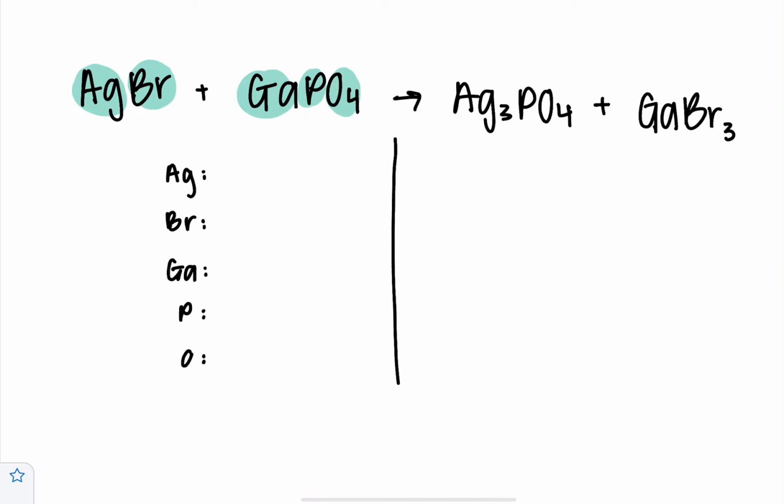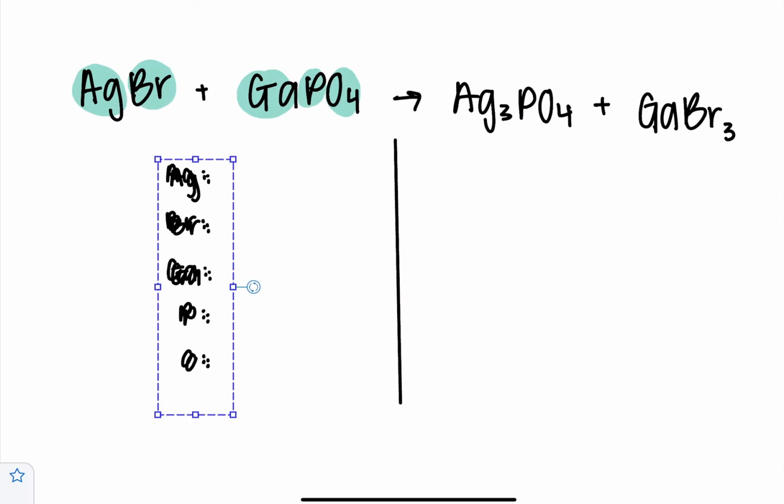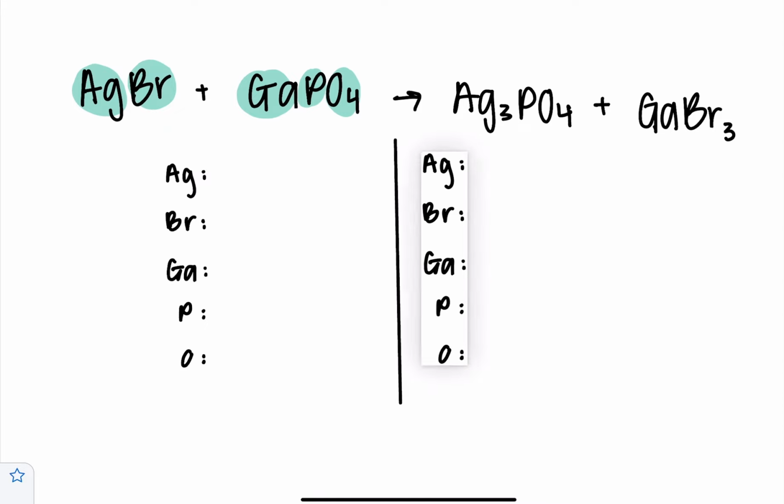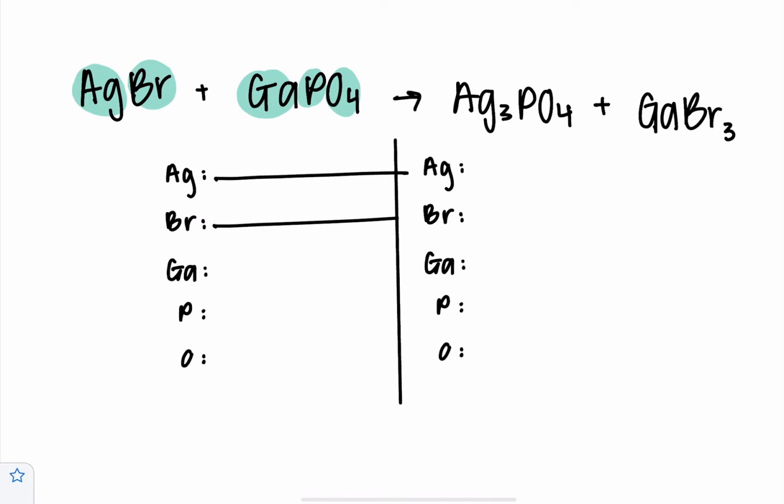And I'm going to put this imaginary line here. I just do this for organization. You don't have to do this. And then I'm going to have the same list on the other side, because in a chemical reaction, you're not going to have completely new elements. You're going to have the same elements on each side. The thing about balancing equations is how much of each is on each side. Those need to be equivalent, meaning we should have the same number of Ags, the same number of Brs, the same number of Gas, and so on and so forth. And that's what we're going to be doing.